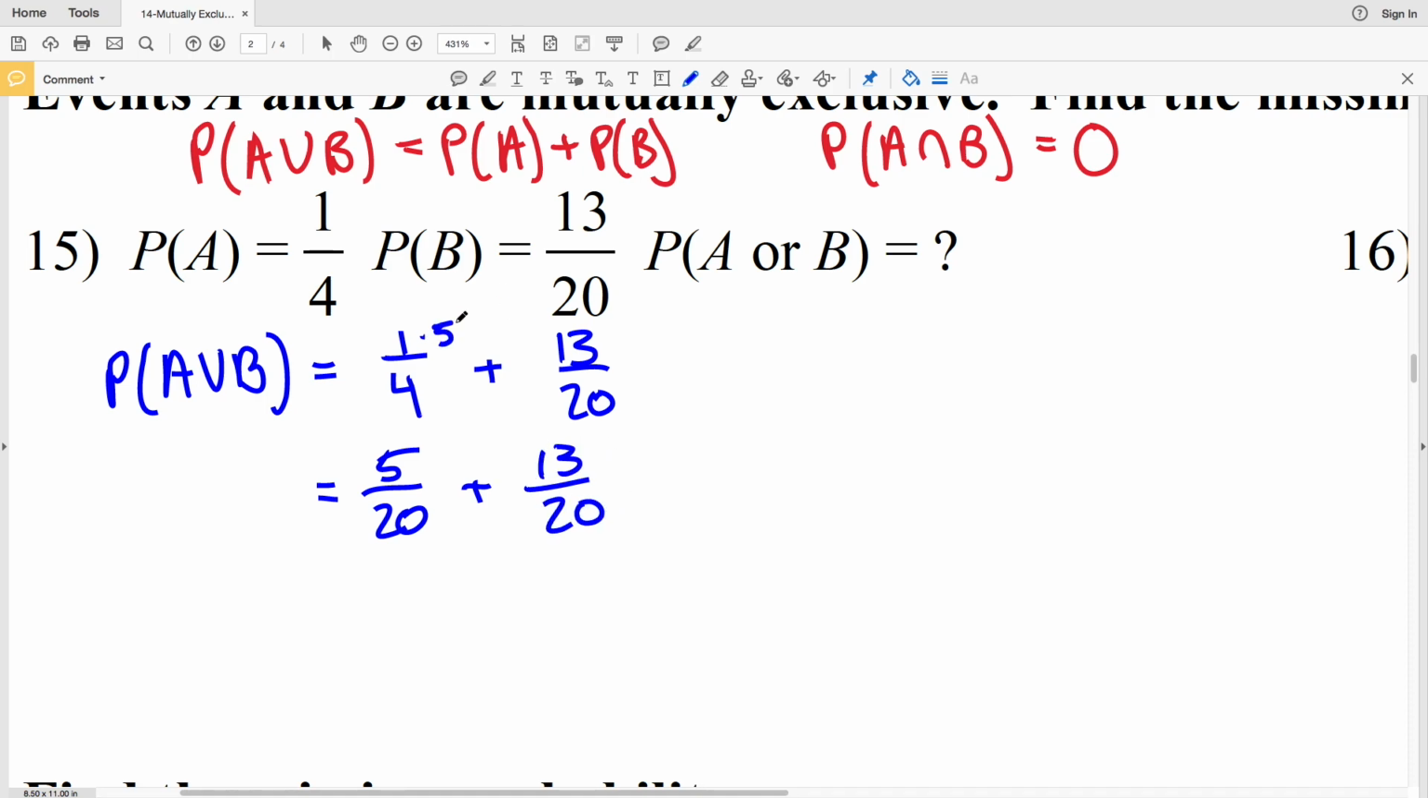And again, that was multiplying 1 by 5 and 4 by 5, which is simply multiplying by 1. 5 plus 13 is 18, and that's over 20, which we can simplify since both are even. 9 times 2 is 18, and 10 times 2 is 20. So 9/10 is our solution in number 15.